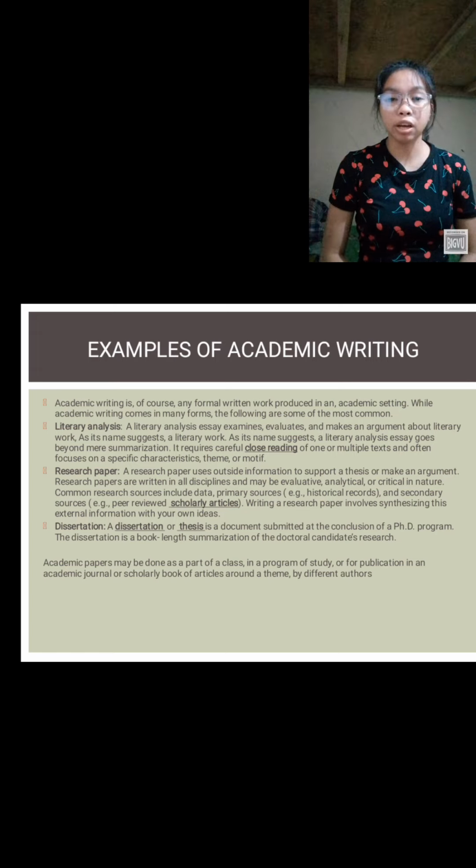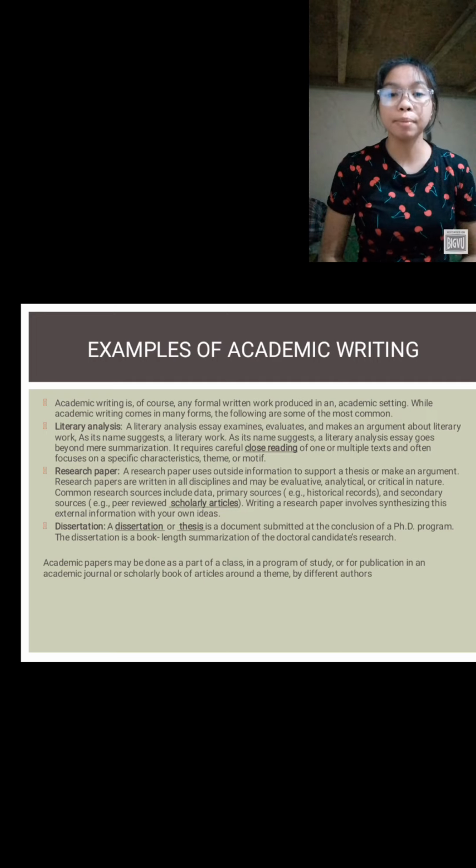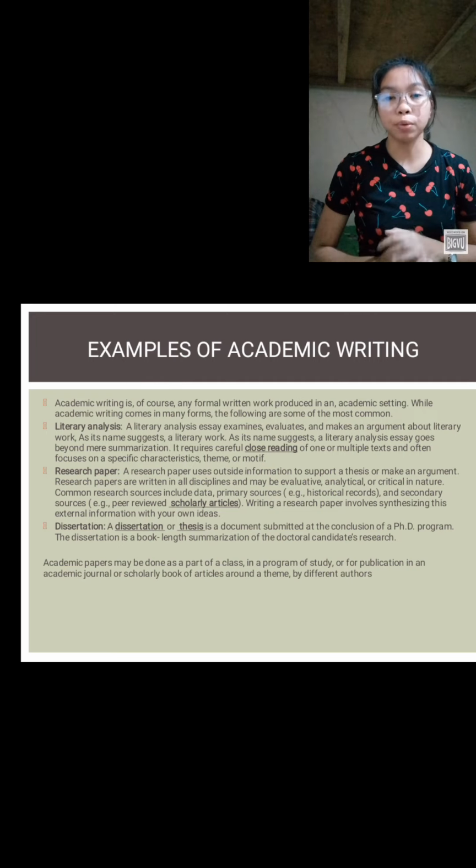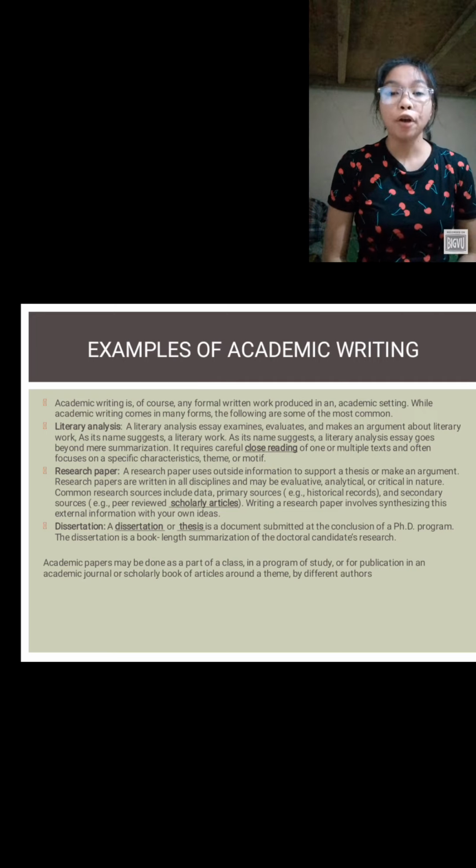While academic writing comes in many forms, the following are some of the most common. First is literary analysis. A literary analysis examines, evaluates, and makes an argument about a literary work. As its name suggests, a literary analysis goes beyond mere summarization. It requires careful close reading of one or multiple texts and often focuses on a specific characteristic, theme, or motif.